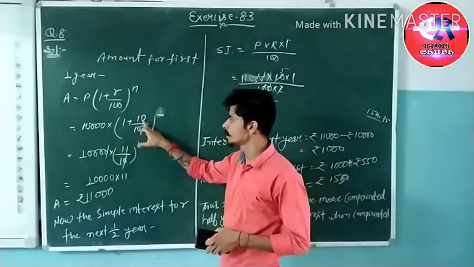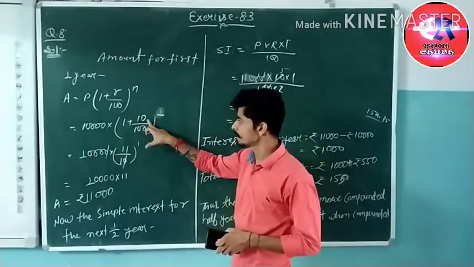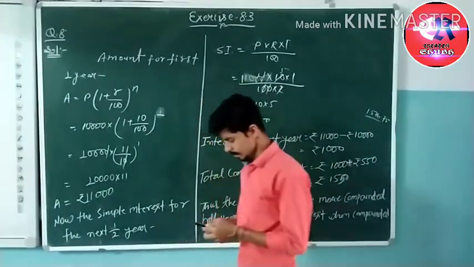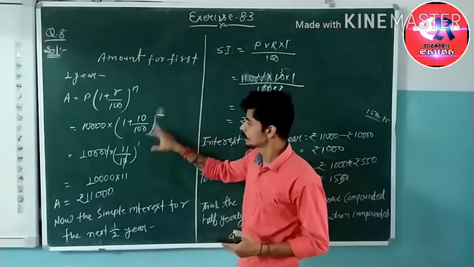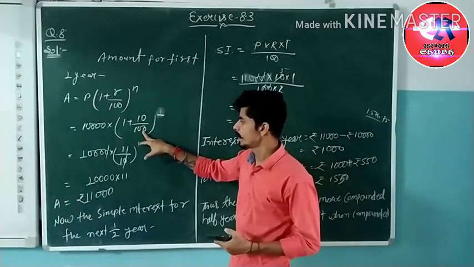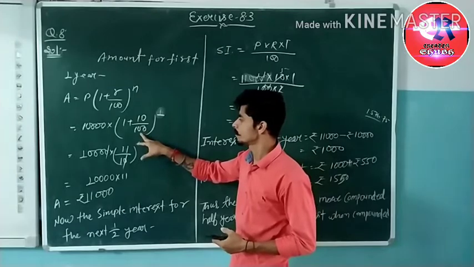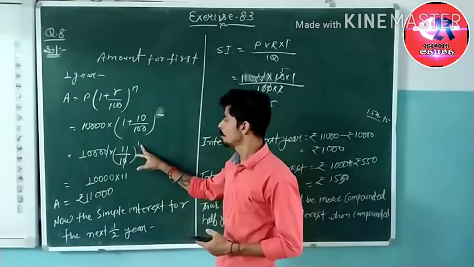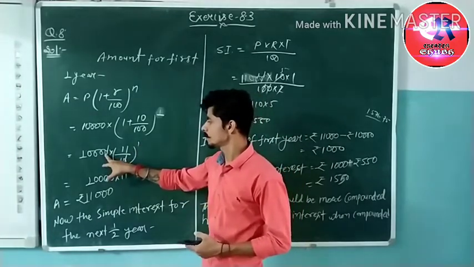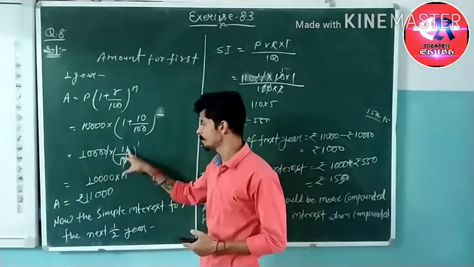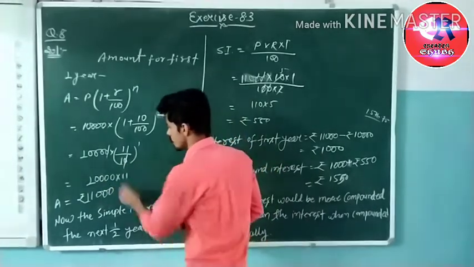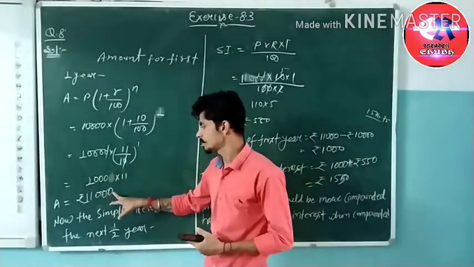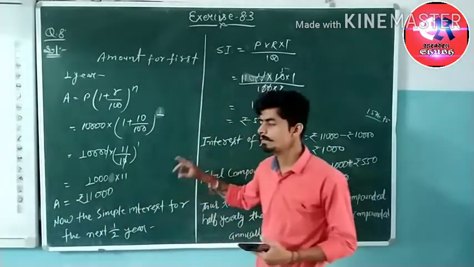Now we put all these values. The rate will be 10 because it is compounded annually, and time is 1 year. 10 divided by 100 gives 1 over 10, added with 1 becomes 11 by 10, whole power 1. So 10 and 10 will be cut, 10,000 times 11 over 10 remains, and when we multiply, it becomes 11,000. This is the amount of the first year.